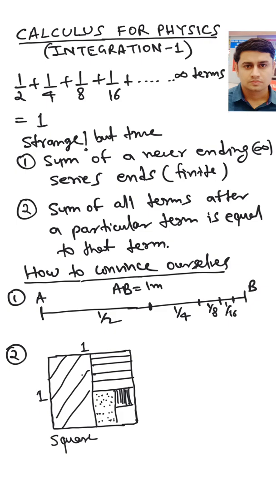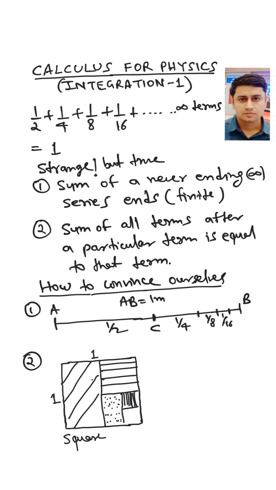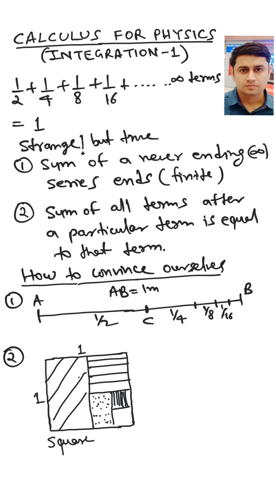Now let us take two illustrations. Suppose a person moves from A to B and the distance from A to B is 1 meter. One way of understanding this scenario is that the person has moved from A to B and the distance is 1 meter. Another way of understanding the same thing is that while going from A to B, the person must have crossed the midpoint of A and B, and that is C. So from A to C, it has moved a distance of 1 by 2 meter.